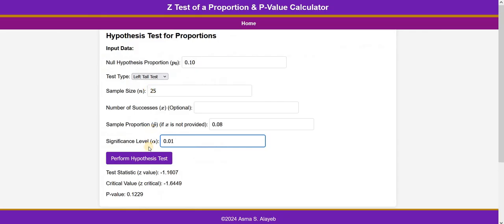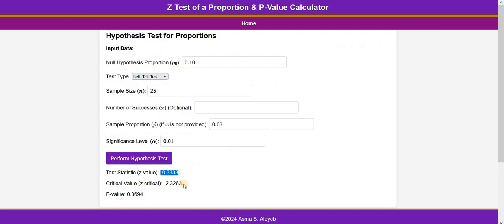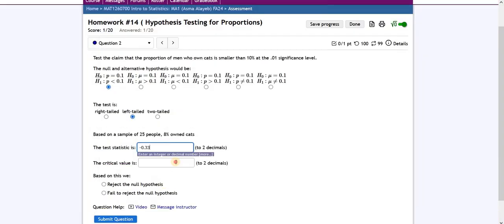And now I'm just going to calculate the test statistic and the critical value. Here is the test statistic. I will copy it and paste it here, round to 2 decimals, and then the critical value. So that is the critical value. I'm going to round to 2 decimals.